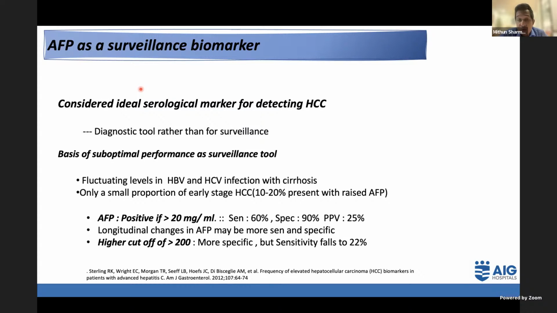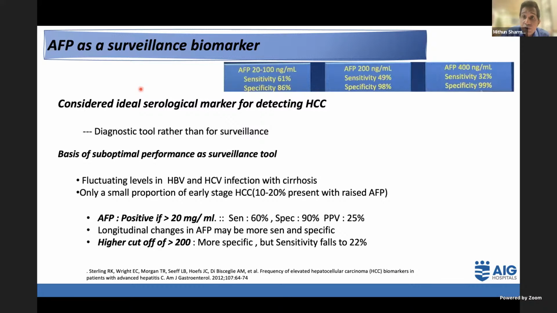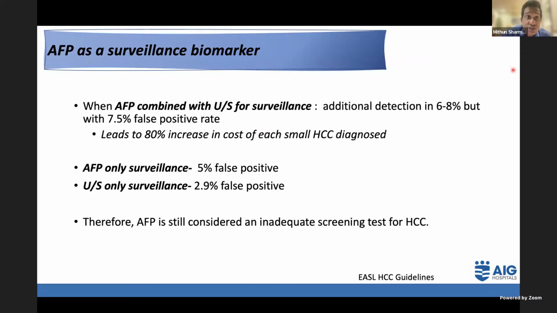If we take a cutoff of 20 nanograms per ml as positive, the sensitivity is 60% and specificity is 90%. But the moment you take a higher cutoff like 200, it becomes more specific, but the sensitivity falls to only 22%. So a longitudinal change in alpha fetoprotein may be both more sensitive and specific than a single point alpha fetoprotein, and that's what we normally do in a real life scenario. So as we increase the level of alpha fetoprotein, the sensitivity decreases and the specificity increases.